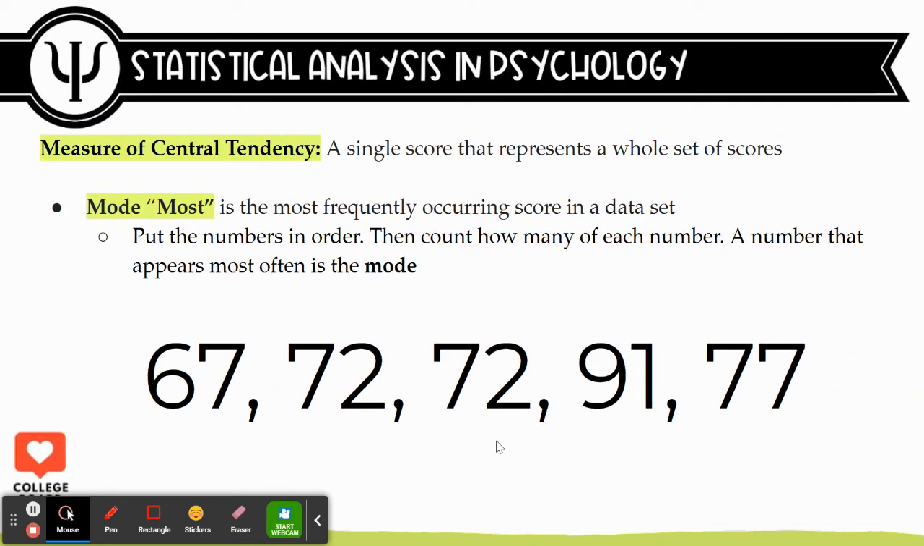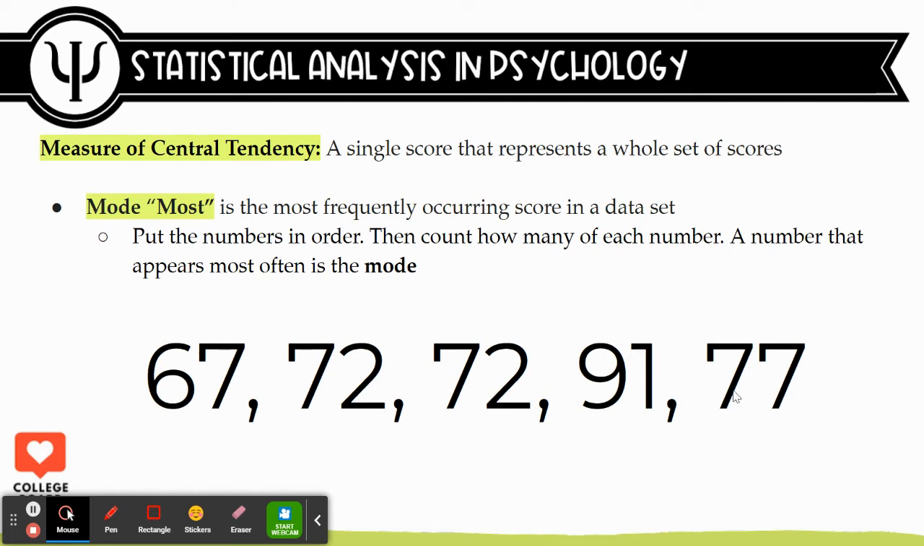Mode is most. So that is the most occurring number. Thankfully, we have a small data set. We can look down and see 72 is the number that occurs the most. In a larger data set, you would take all these numbers and figure out how many times each shows up.